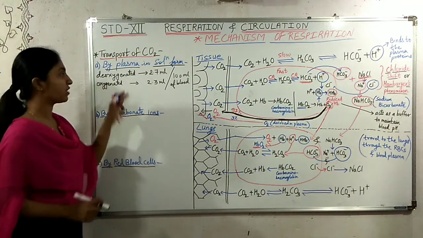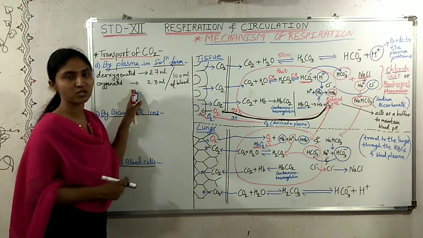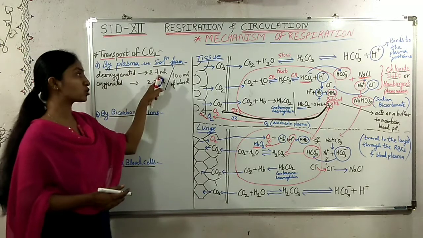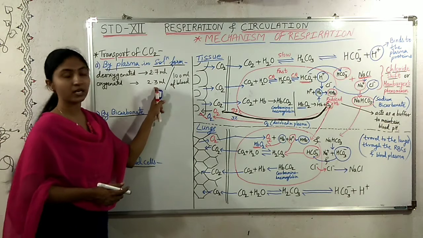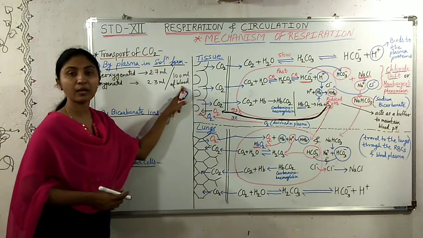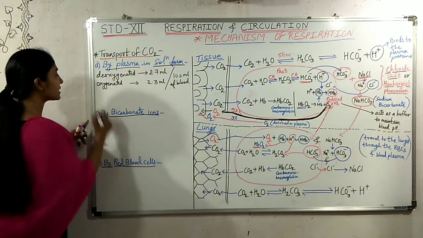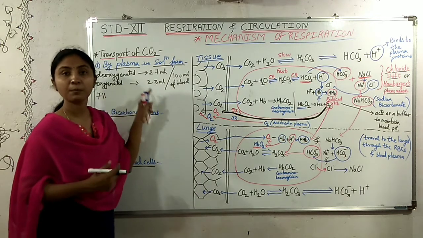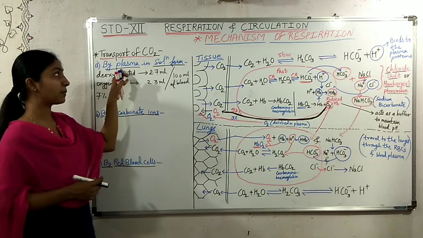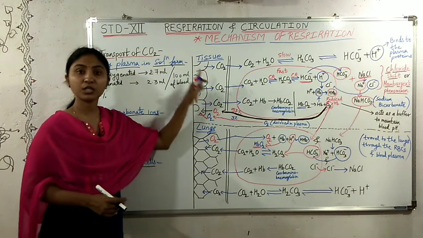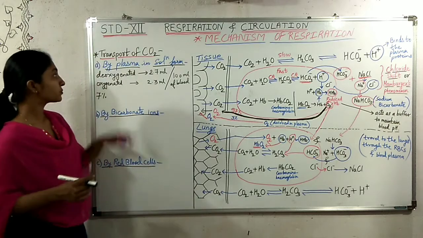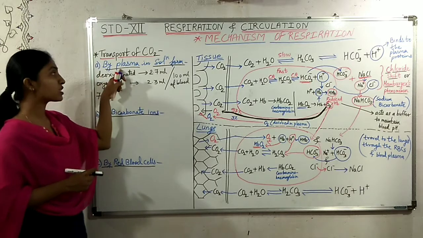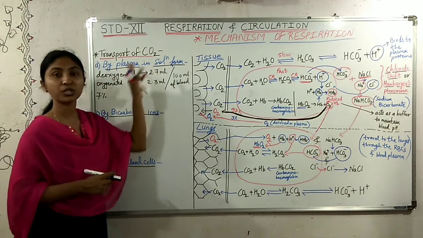We are talking about the dissolved form of carbon dioxide. In deoxygenated blood it is 2.7 ml, and in oxygenated blood it is 2.3 ml per 100 ml of blood. It means that only 7% of carbon dioxide is dissolved in the plasma and transported by the plasma in solution form from the tissues to the lungs.